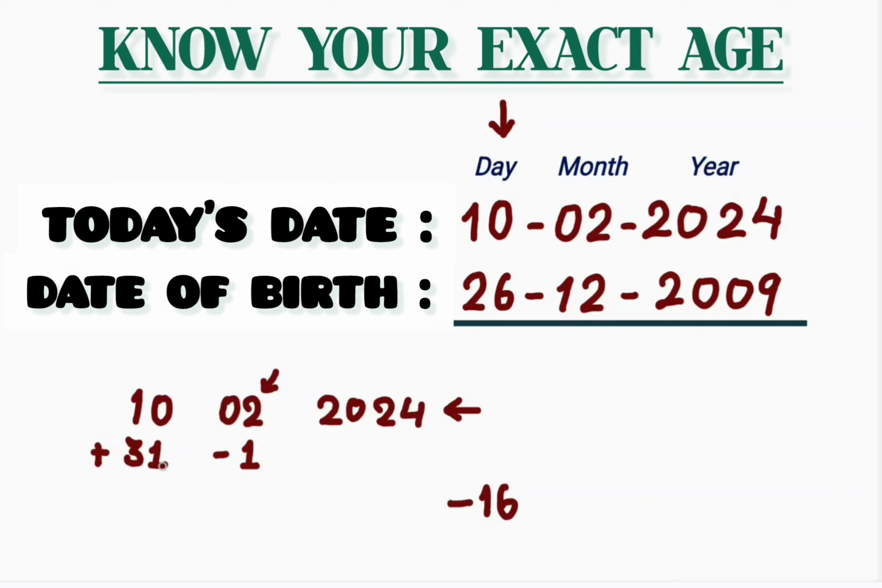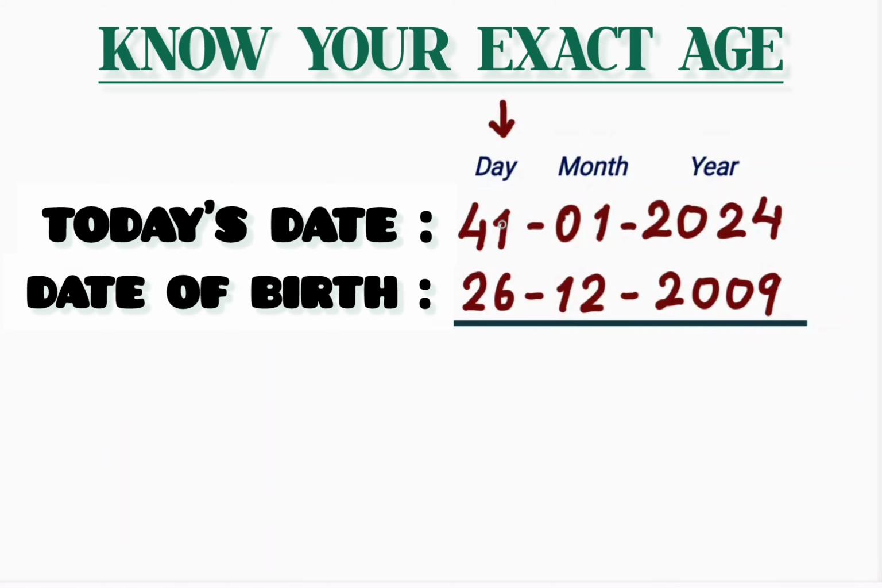to this date. So you add the days from the previous month, that means from January. This date becomes 10 plus 31, 41, 2 minus 1, 1, and 2024 will remain as it is. Change the today's date. Now you can easily subtract day. 41 minus 26 is 15.